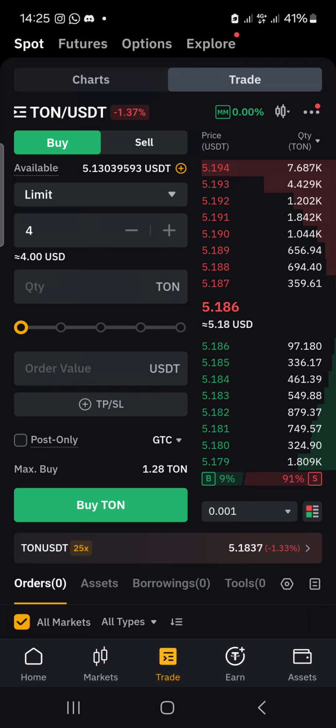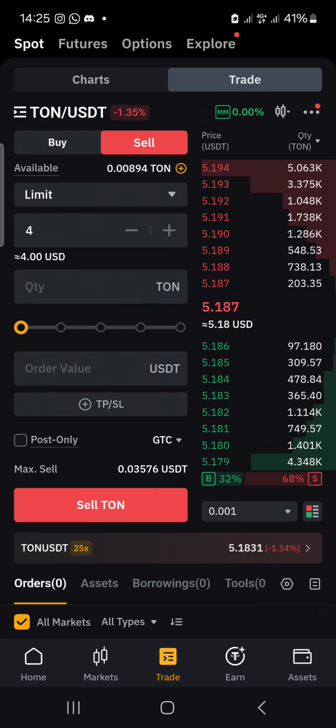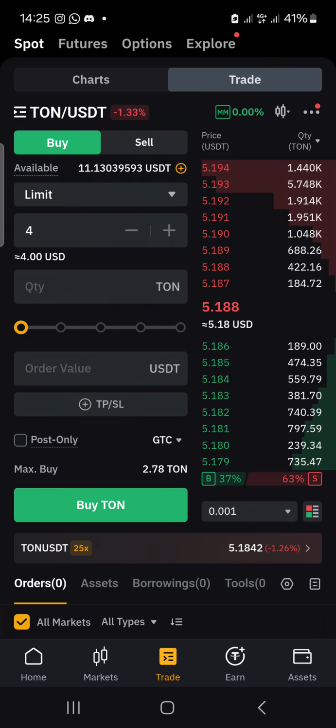So let's talk about sell limit. In a sell limit, it means you already have that token before you talk about sell or sell limit. Now, as we can see, we don't have TON. We already sold off the TON we have. So let's buy it again before we're able to set a sell limit.